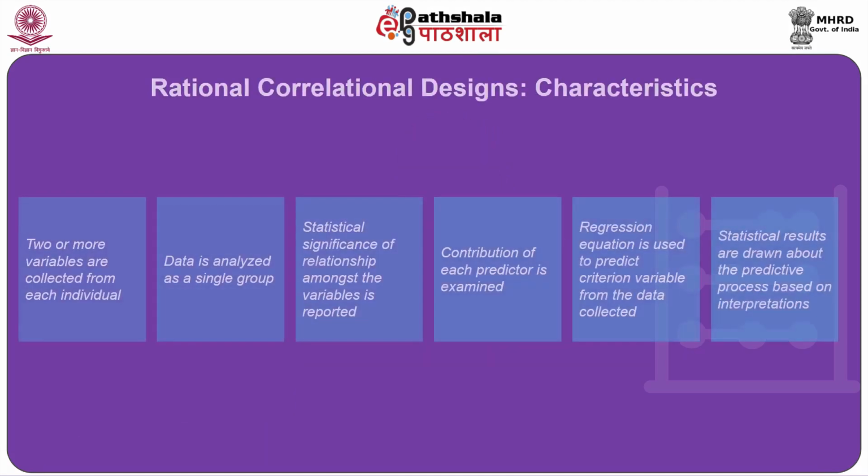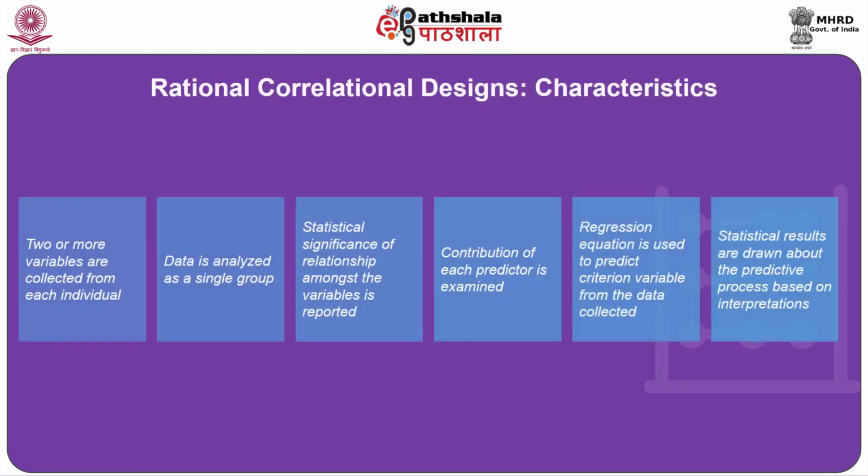As in the case of a relational correlational model, in the case of prediction models also, there are certain associated characteristics. For example, number one, two or more variables, both predictors as well as criterion, are collected from each individual in the sample. The data is analyzed as a single group. Here also, a correlation coefficient, typically a multiple R, is reported and discussed in terms of the strength, direction and statistical significance of the relationship amongst the variables.